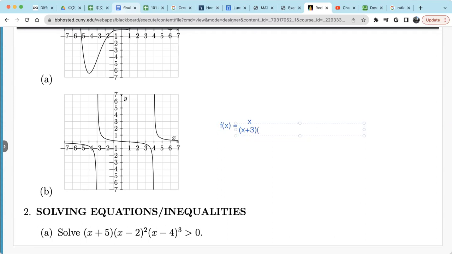Then what else do we have? We see x equals 4 is another vertical asymptote. So that means x minus 4 is also in the denominator, right? Because those in the denominator create asymptotes. So this is the function for this graph.